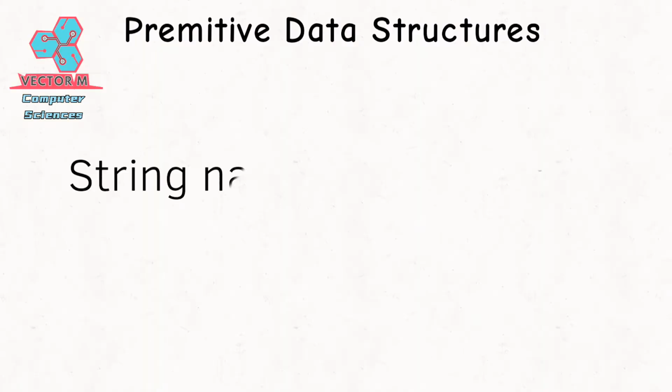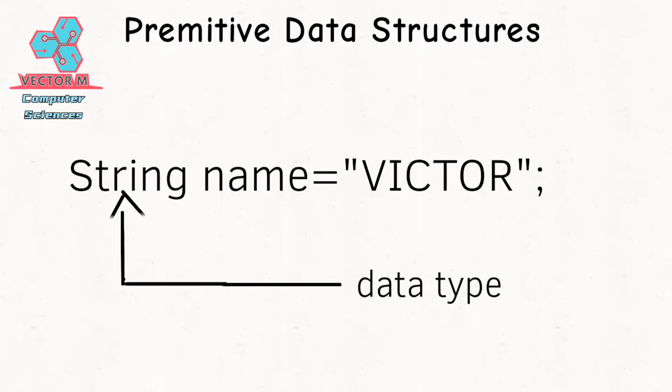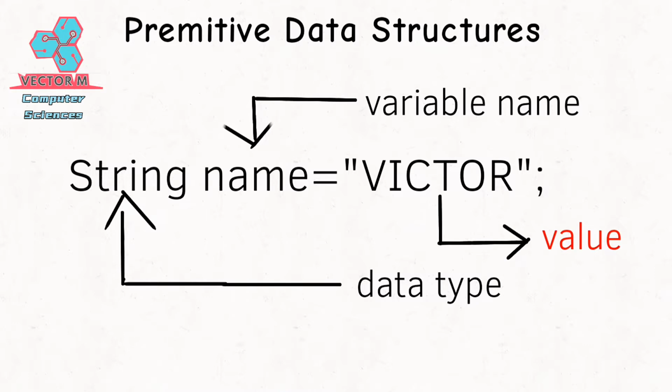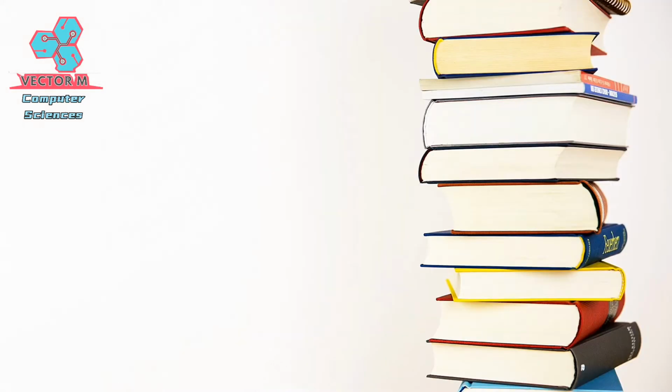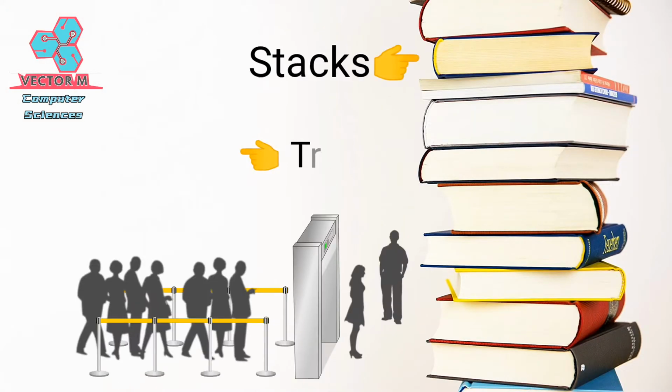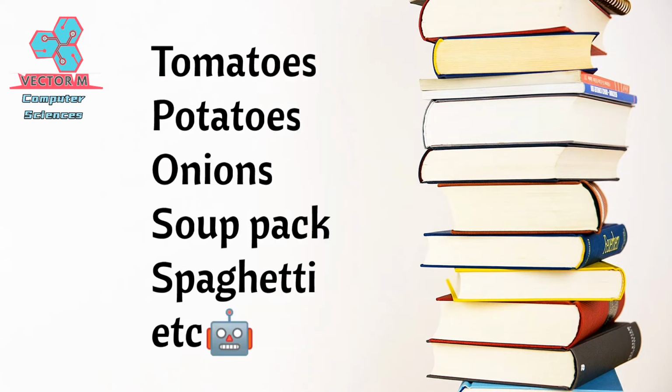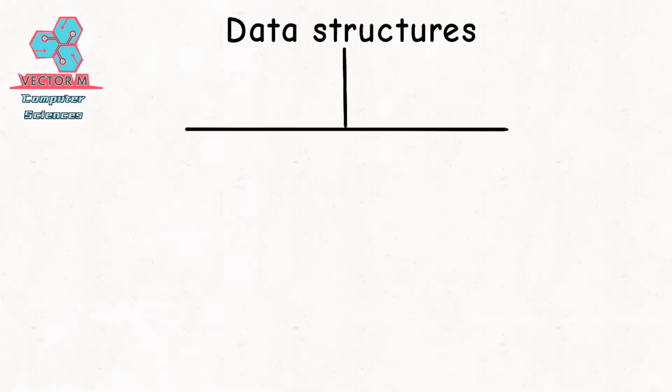However, using a primitive data structure called a string, we can store the name without thinking of how the computer handles it. Data structures like stacks, trees, queues, and arrays give us ways to store other types of data, for example lists, in a way that makes it easy to retrieve and manipulate.